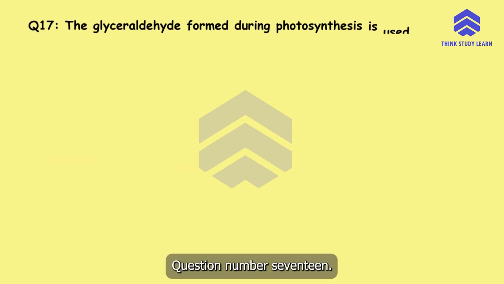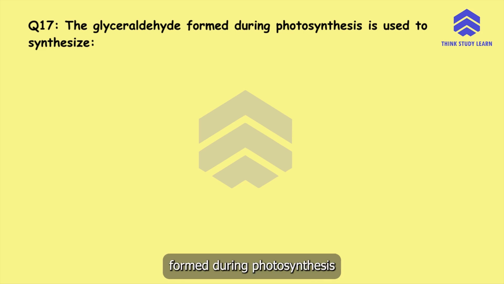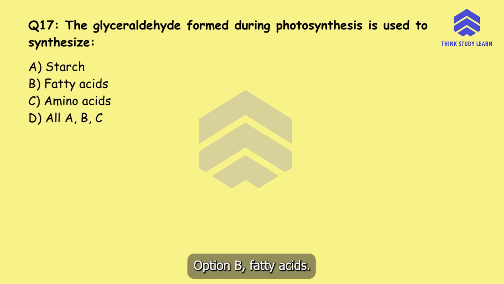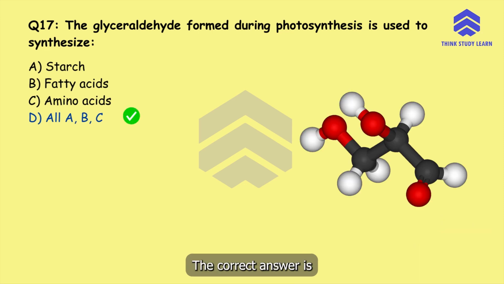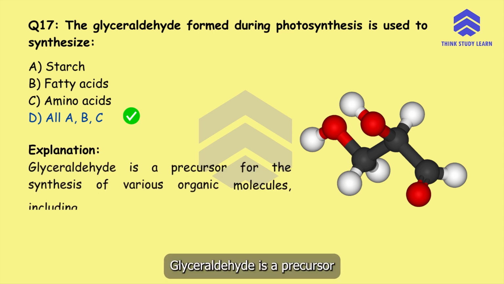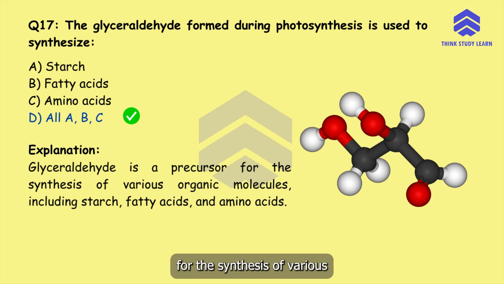Question number 17. The glyceraldehyde formed during photosynthesis is used to synthesize option A, starch, option B, fatty acids, option C, amino acids, or option D, all of the above. The correct answer is option D, all of the above. Glyceraldehyde is a precursor for the synthesis of various organic molecules, including starch, fatty acids, and amino acids.